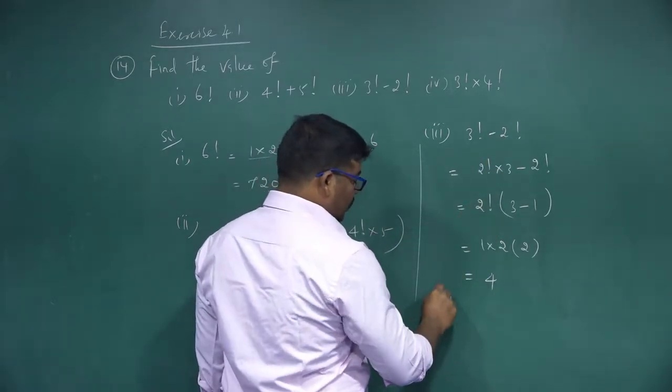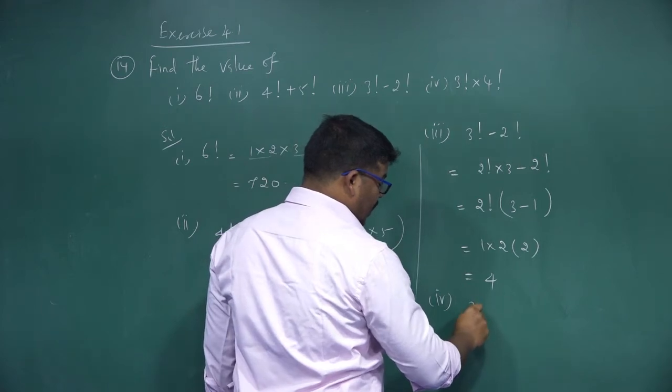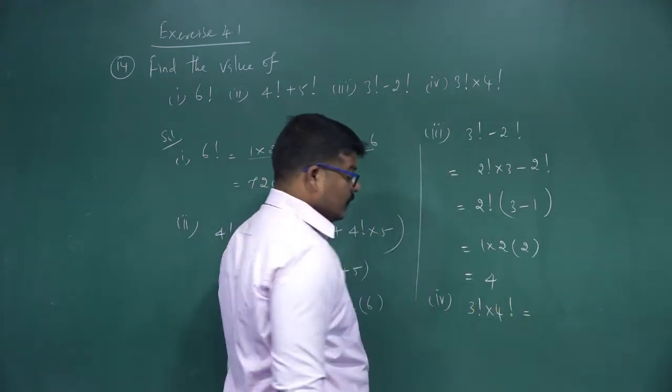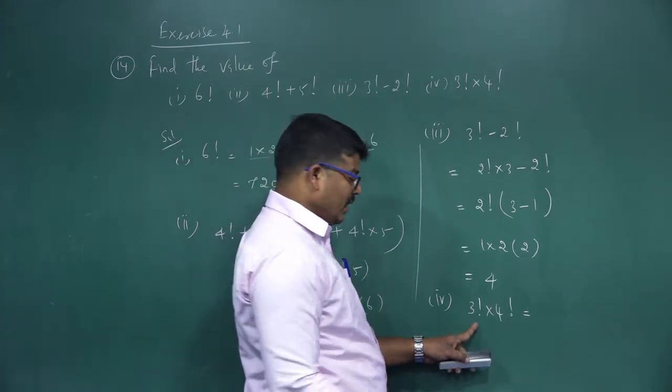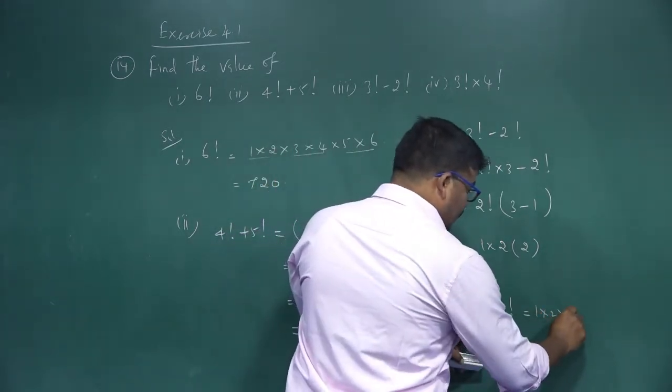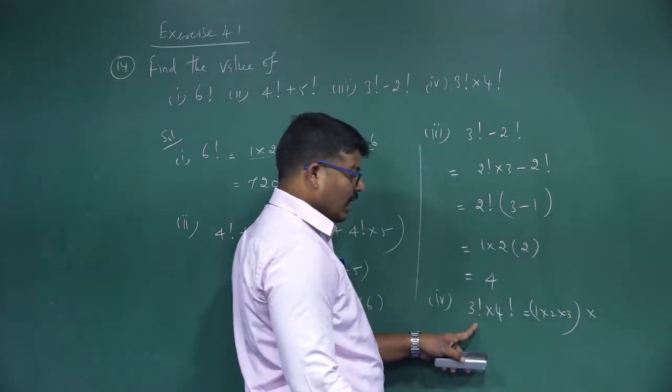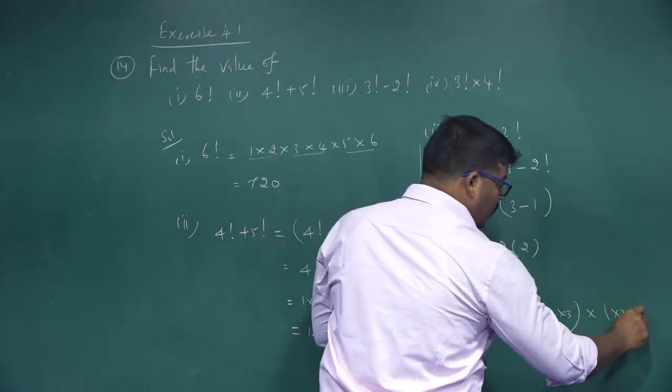And the fourth one: 3 factorial into 4 factorial. 3 factorial is 1 into 2 into 3, multiplied by 4 factorial, which is 1 into 2 into 3 into 4.